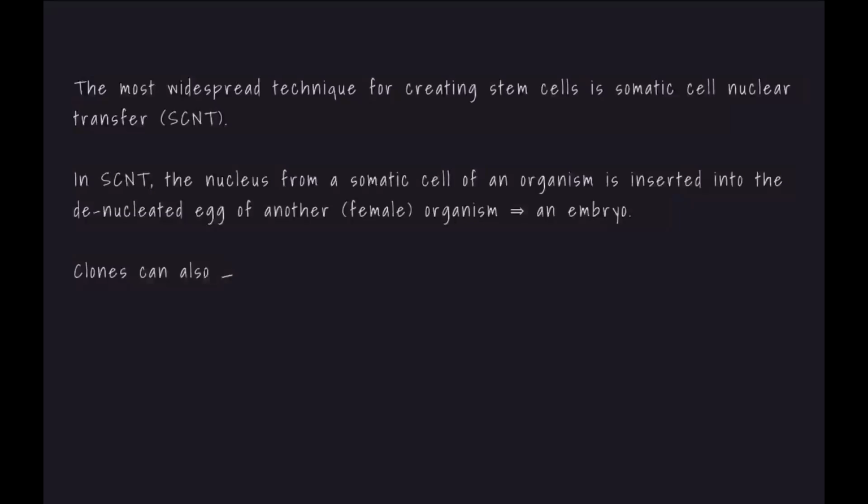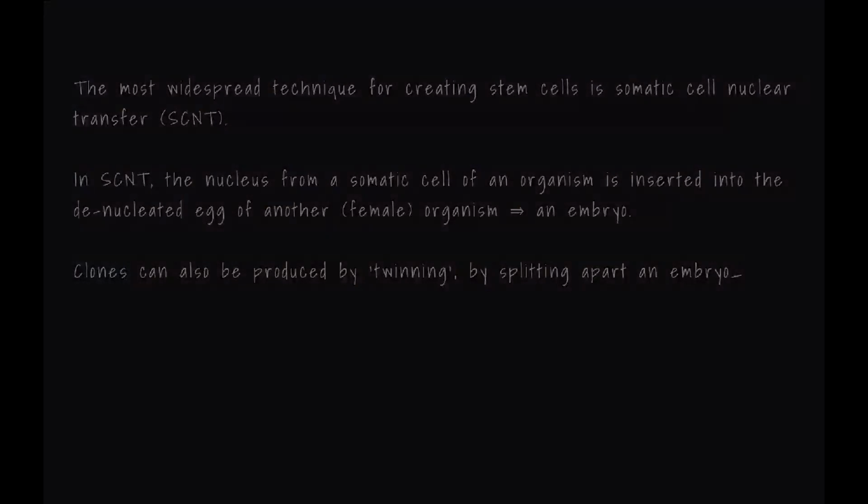Clones can also be produced by twinning, by splitting apart an embryo. If done early enough, each clump of cells will develop into a separate individual. This is what happens naturally when identical twins are produced.